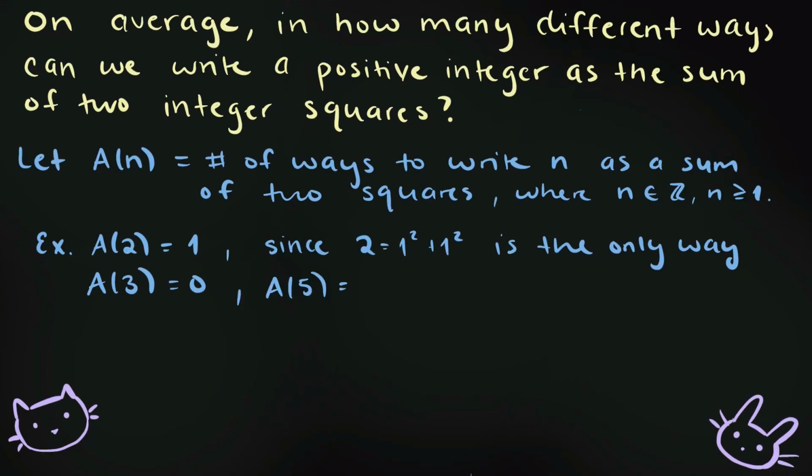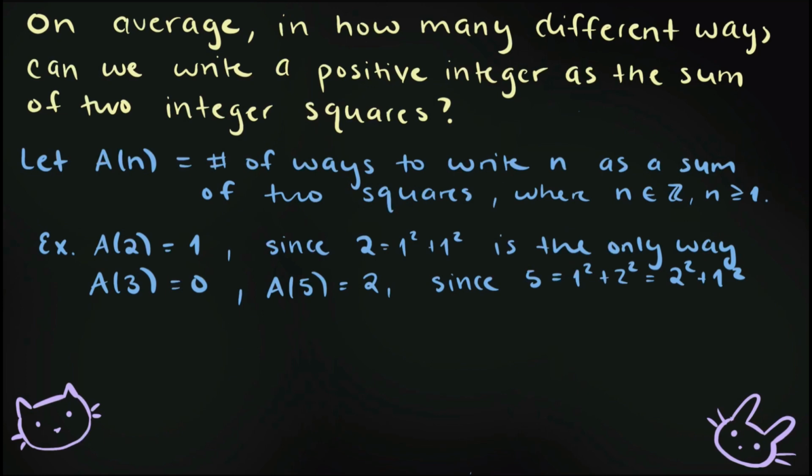And a of 5 is 2, since you have 5 is equal to 1 squared plus 2 squared, and 5 is equal to 2 squared plus 1 squared. And you might be saying, that's the same thing. Well, here we'll distinguish a, b, and b, a, where a and b are different.